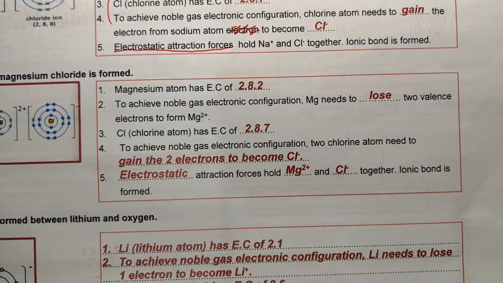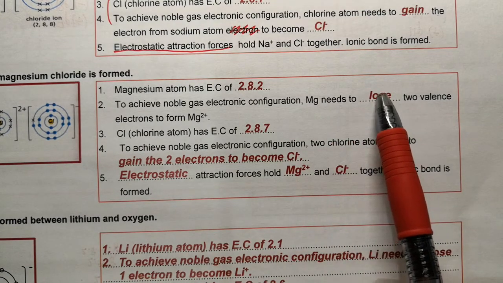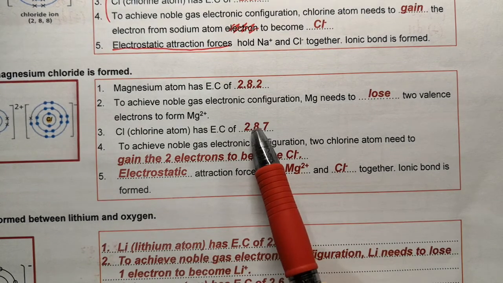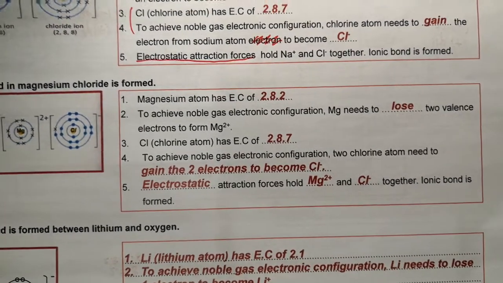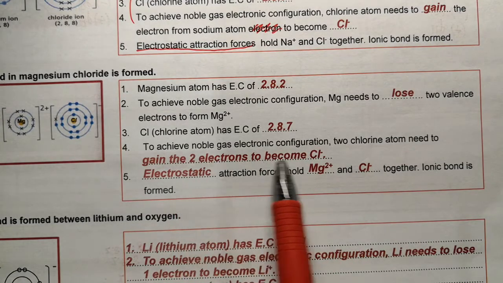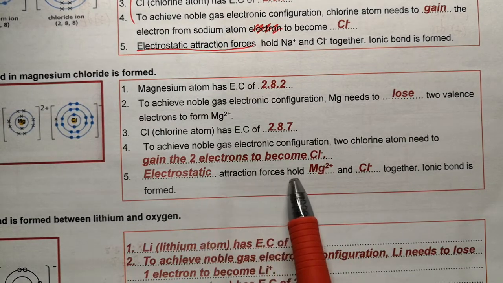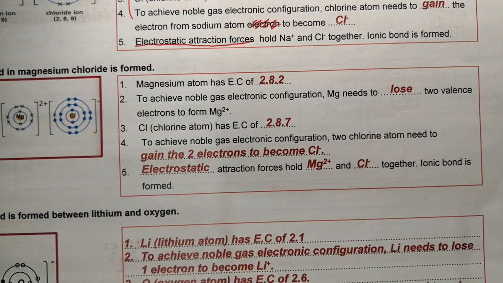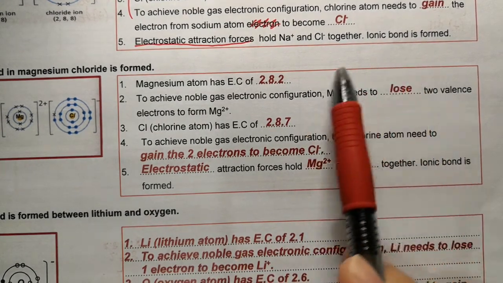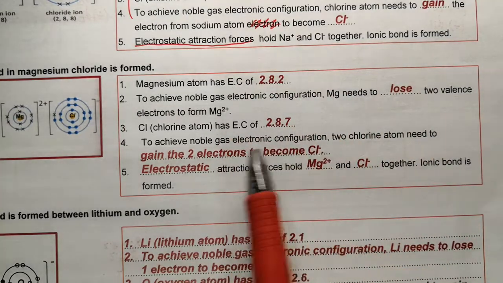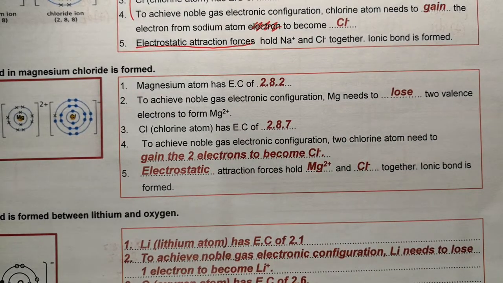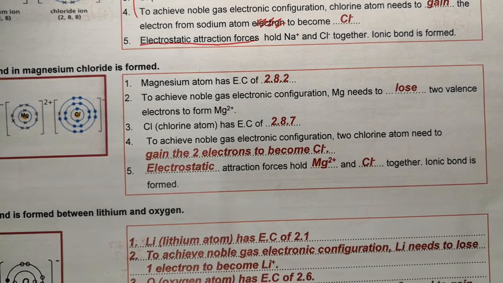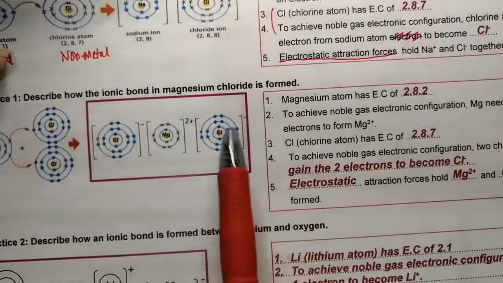So it needs to gain an electron. So in this case, your magnesium loses 2 electrons. So you need 2 chlorine atoms to receive the 2 electrons to become 2 chloride ions. Okay, gain an electron to become Cl-. So electrostatic attraction forces hold the Mg2+ and Cl- together. Ionic bond is formed. Yeah, so you have 2 electrons being lost here by 1 magnesium atom. So you need 2 chlorine atoms to gain the 2 electrons to become the 2 chloride ions. So this is the dot and cross diagram.